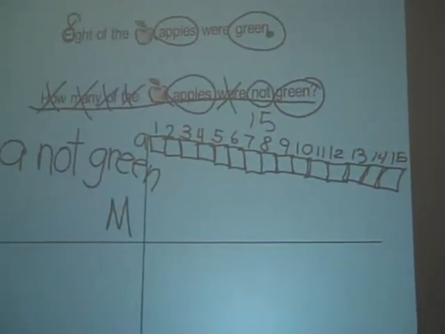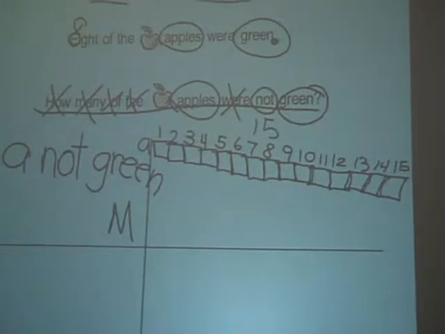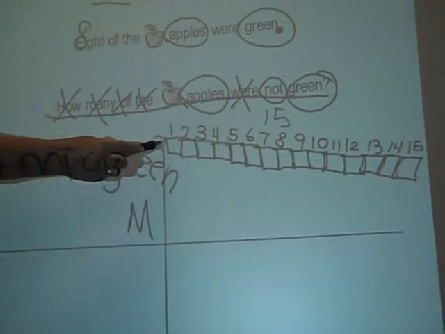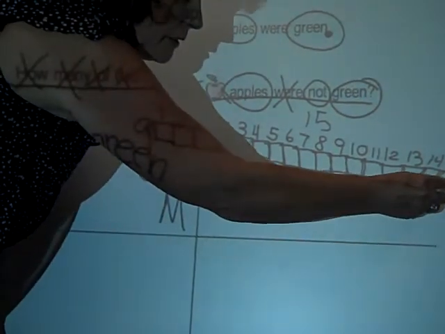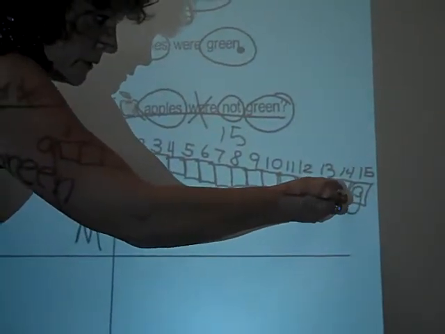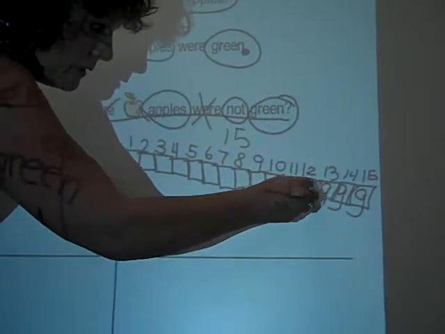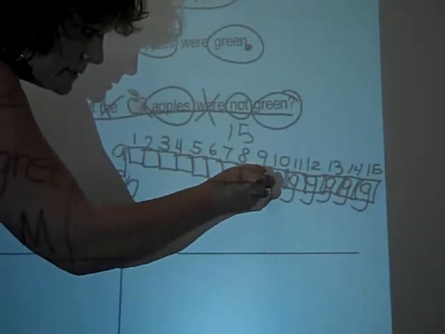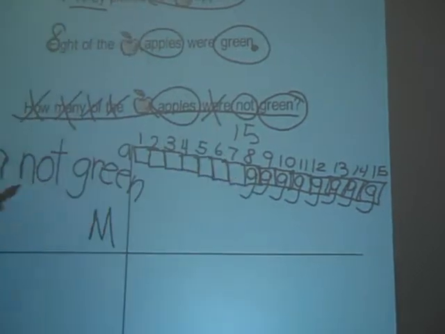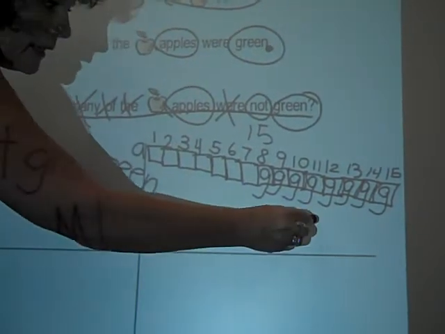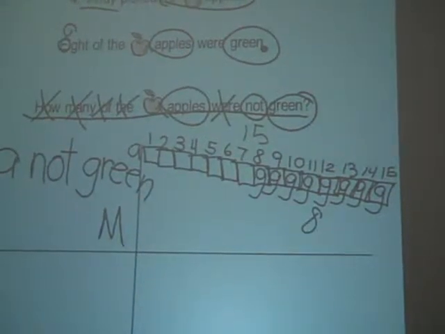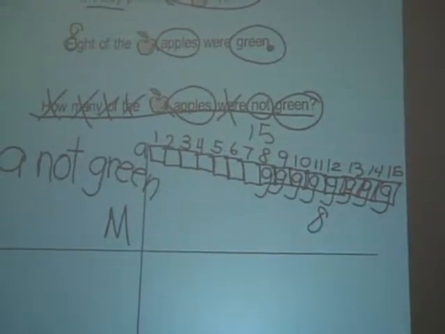Now, what we do know is 8 of these apples are green, and the way we show it, some teachers start here, I start here, we go 1, 2, 3, 4, 5, 6, 7, 8. Yes, G for green, and I label 8 right there, because we know 8 of them are green.